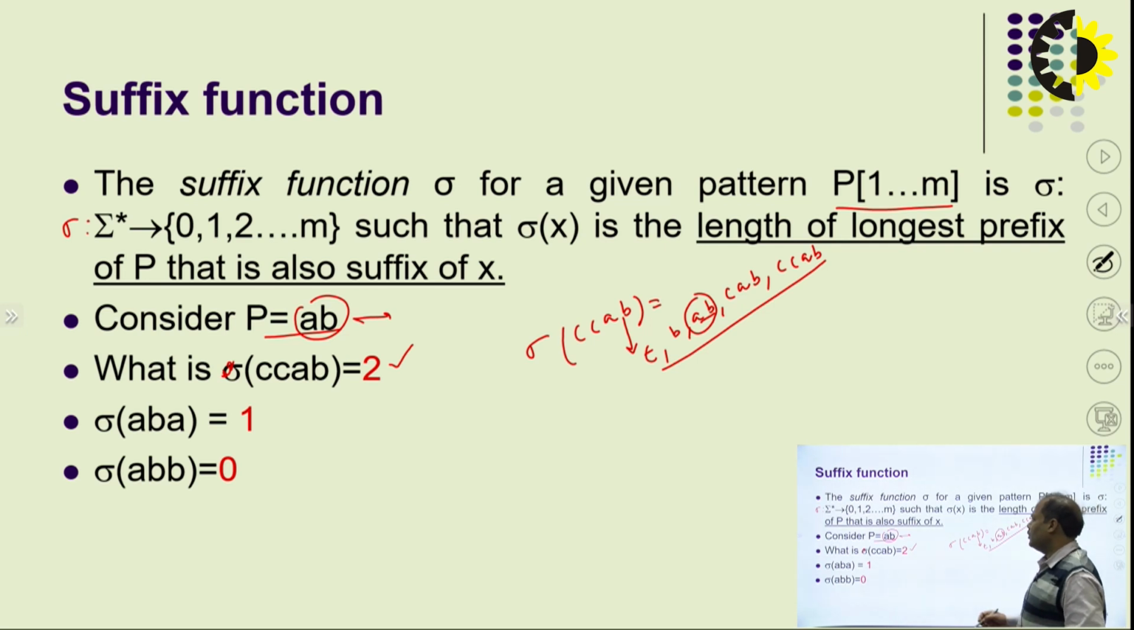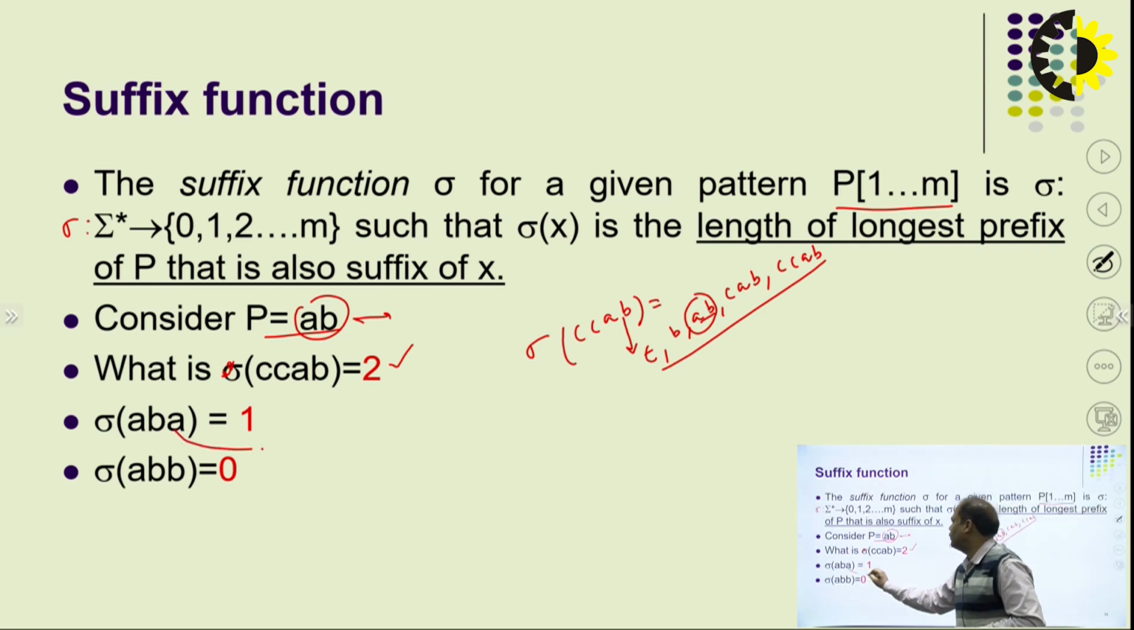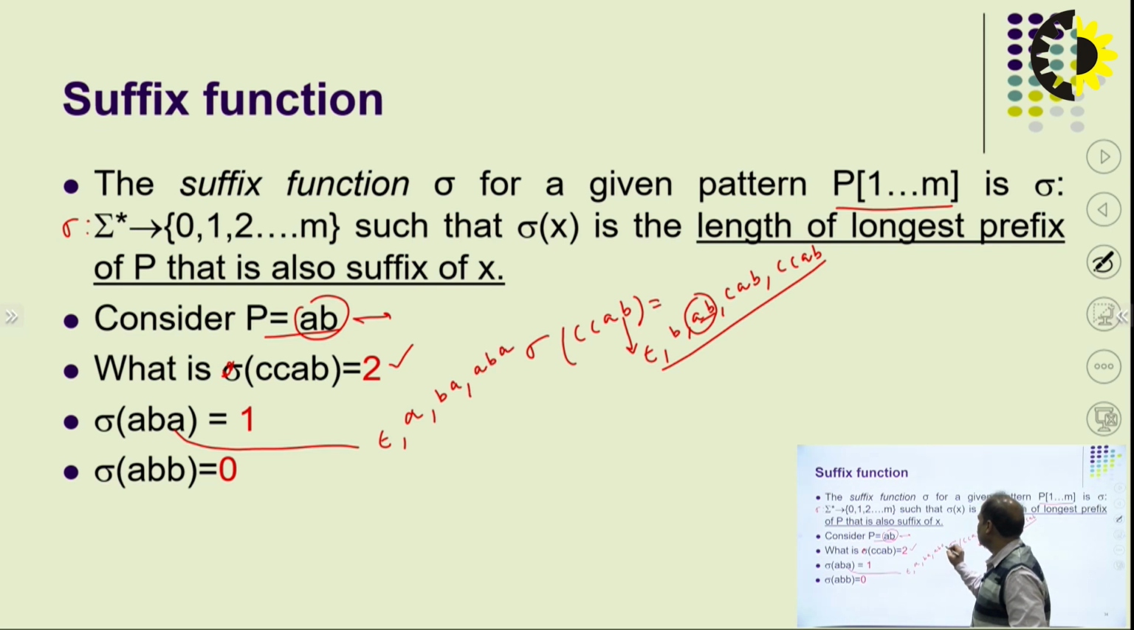Same, consider ABA. What are its suffixes? Its suffixes are epsilon, and then A, and then BA, and then ABA. It has 4 suffixes, right? So which one is the longest suffix which is also a prefix of P?